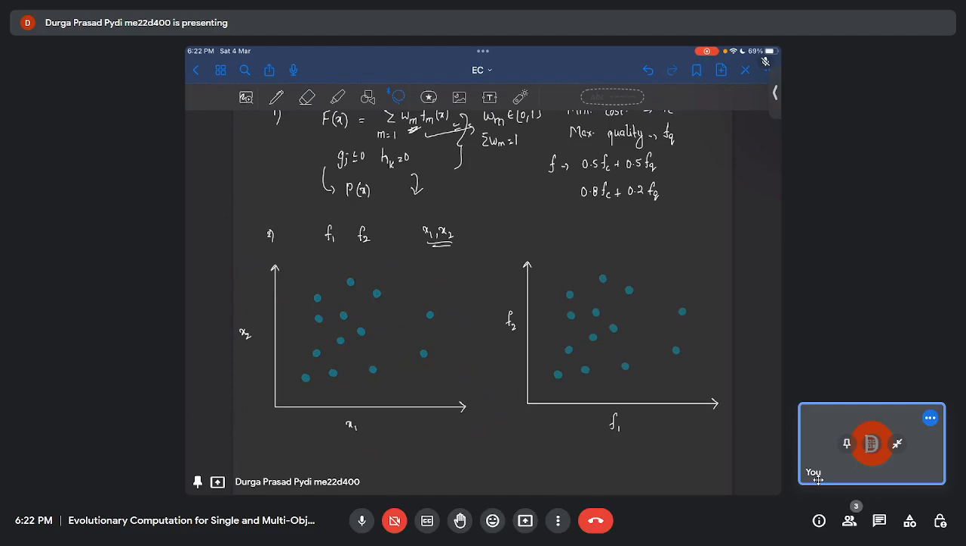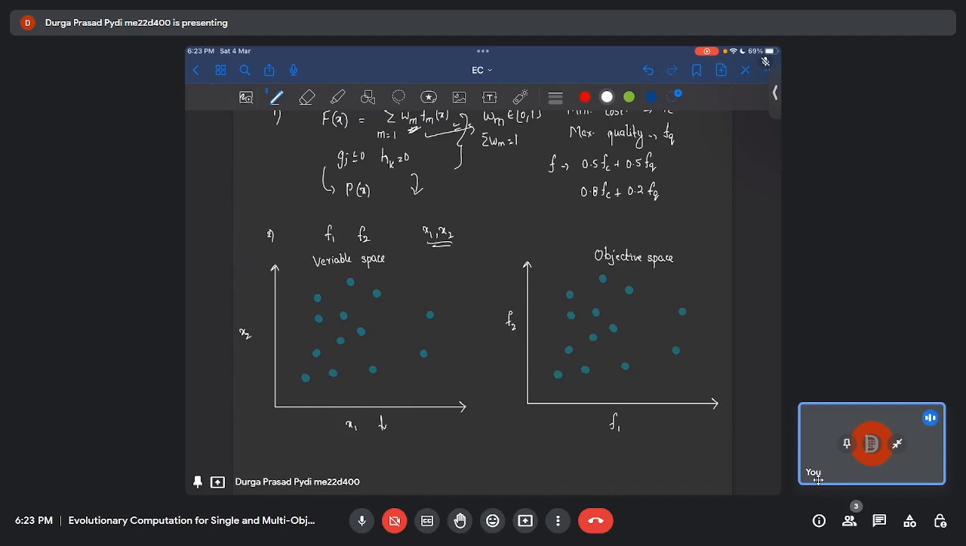So the first one is what we call the variable space. The second one is your objective space. So this is basically our search space. We vary the values of x1 and x2 and obtain different possible solutions. And for each of these possible solutions, we will have some value of f1 and some value of f2. Then we get something called the objective space, where we populate this.